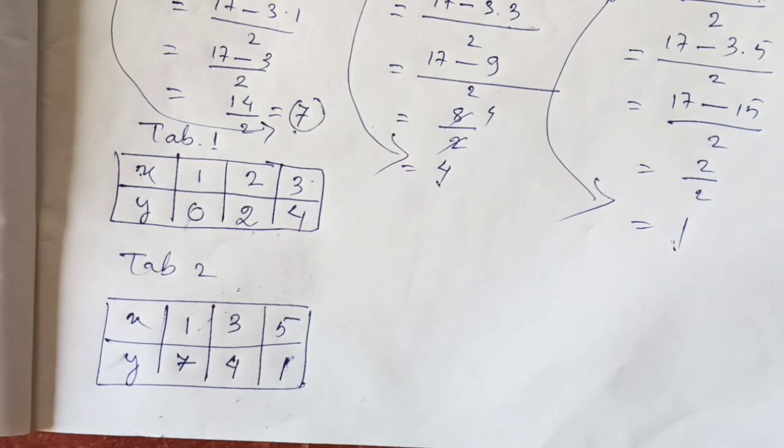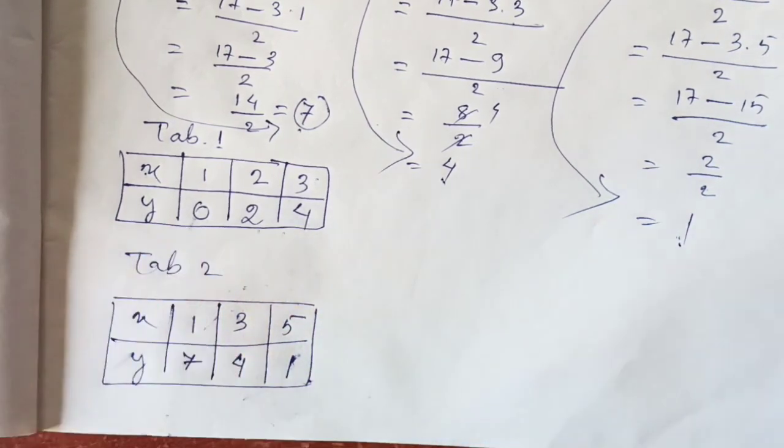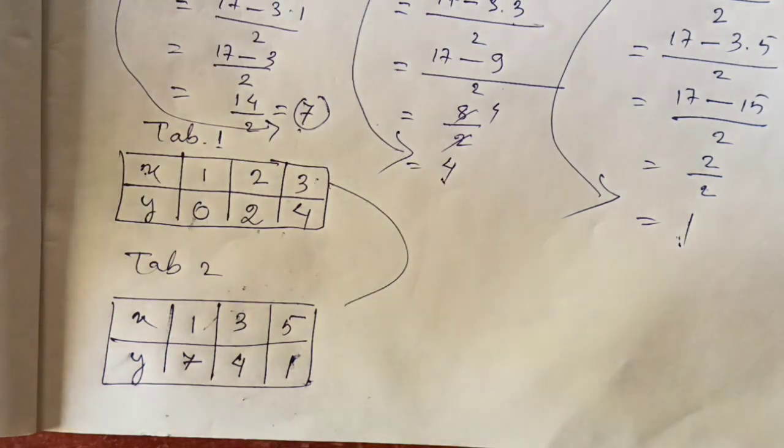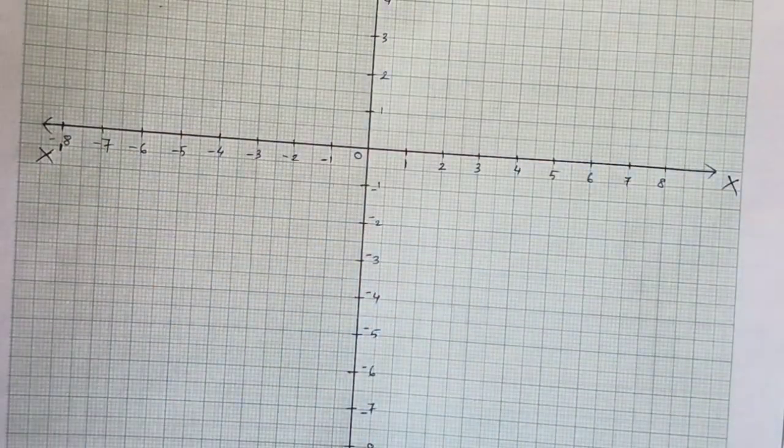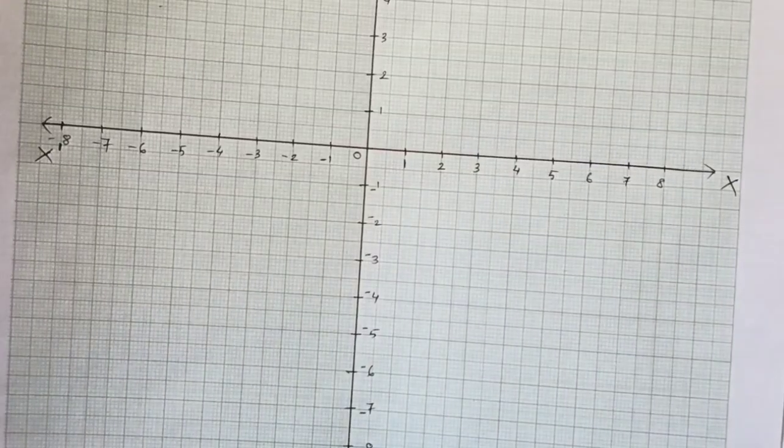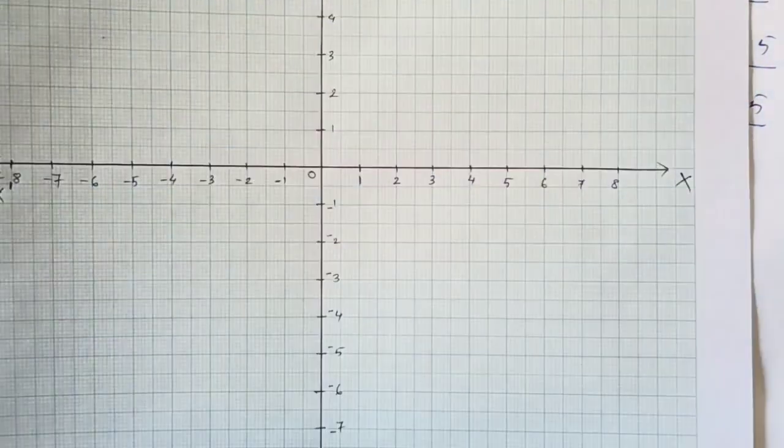Now we have found out all the tabulation. Now we get the complete tabulation. So we can write it down properly. So this is a graph. Okay, now let us draw the graph.